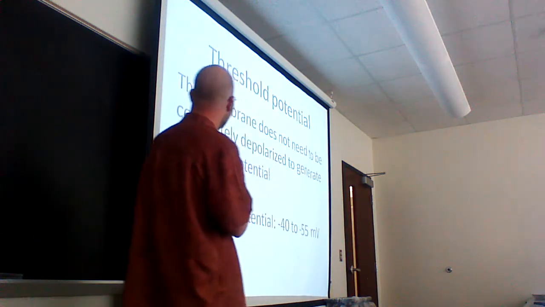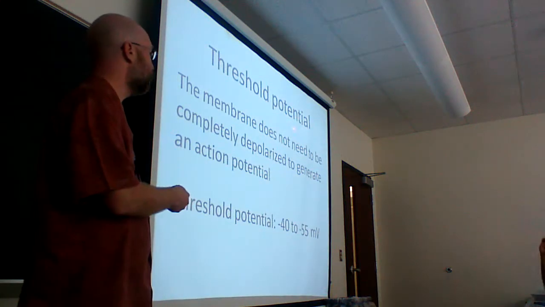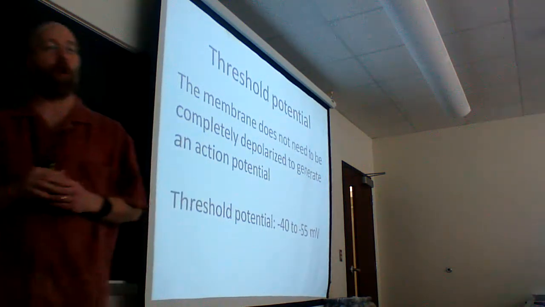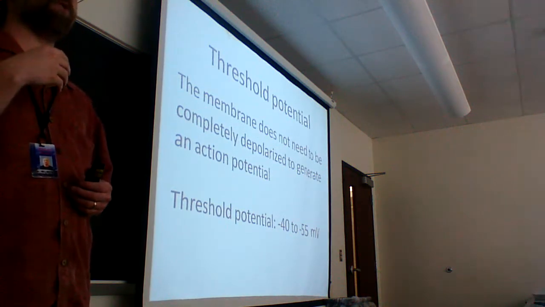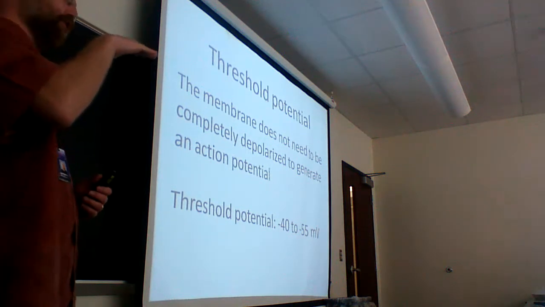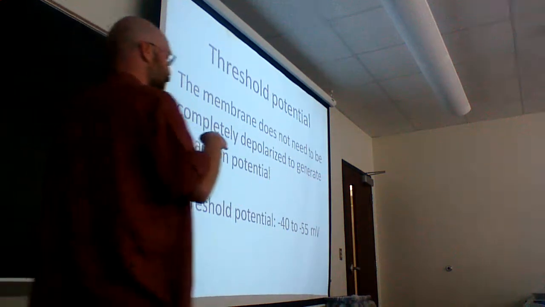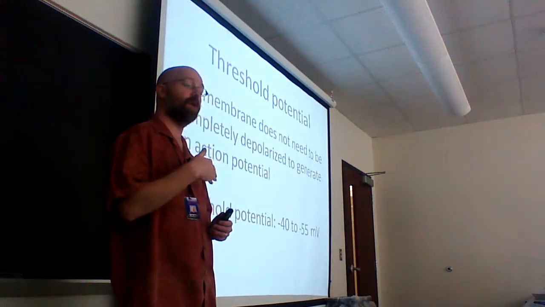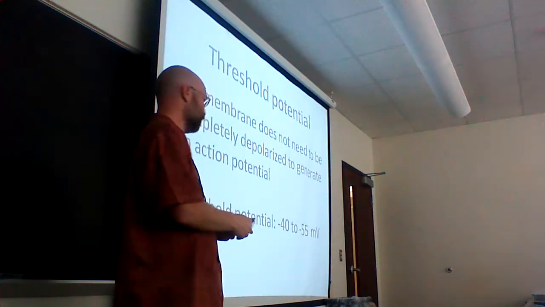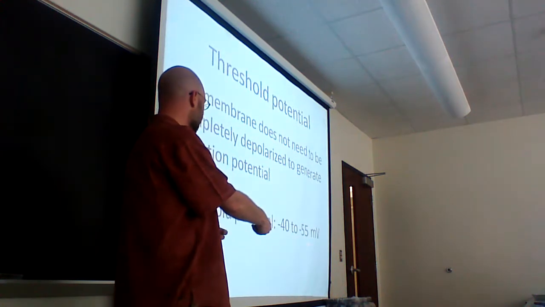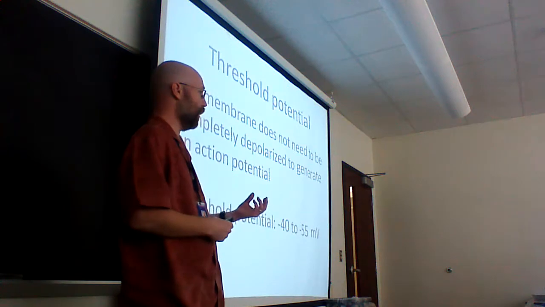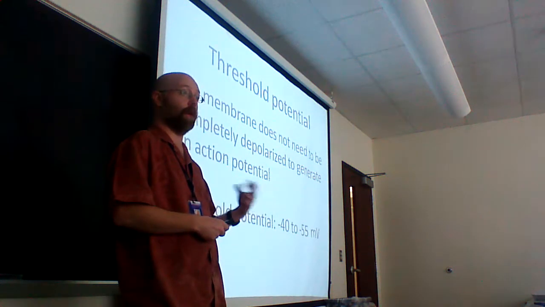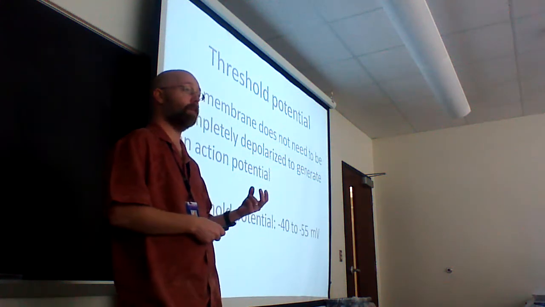So that brings us to this concept of a threshold potential. You don't have to depolarize all the way to zero in order to generate an action potential. You have to get closer to zero than your resting potential, but you don't have to get all the way to zero. Usually you don't even have to get that far, somewhere between minus 40 and minus 55, right? So if you're starting off at minus 60 or minus 70, that's not very far to get.